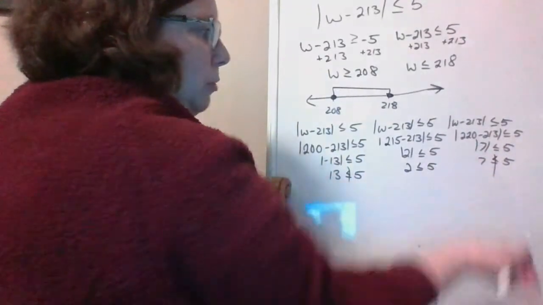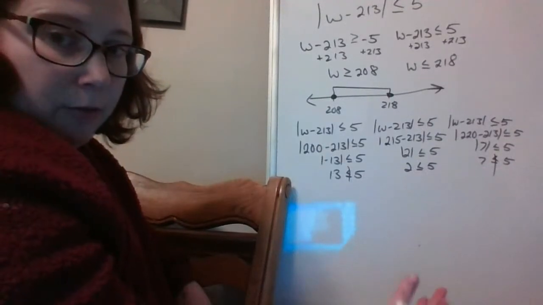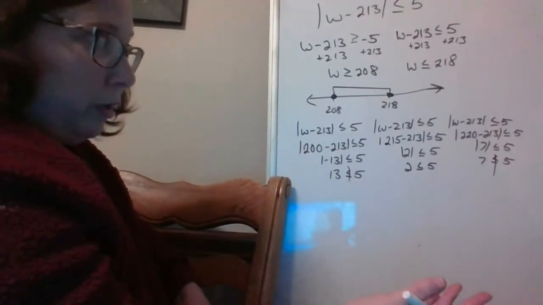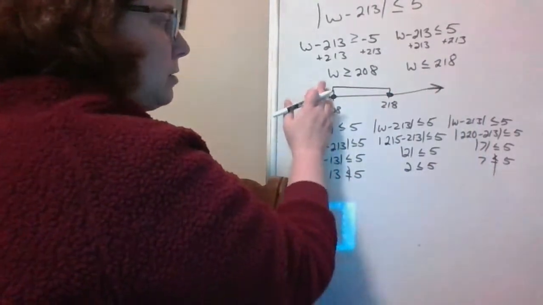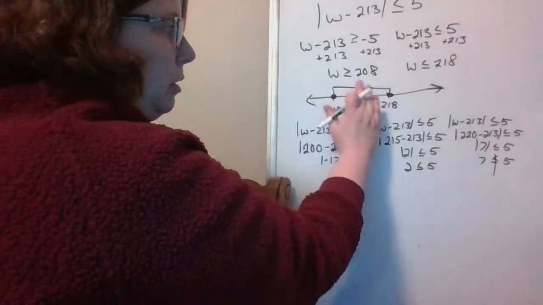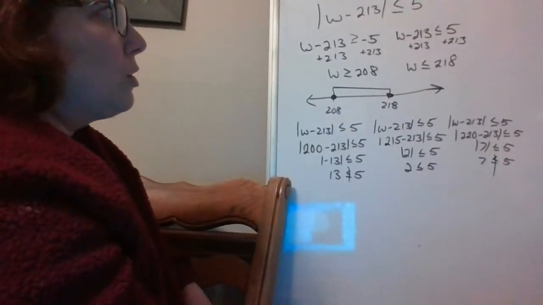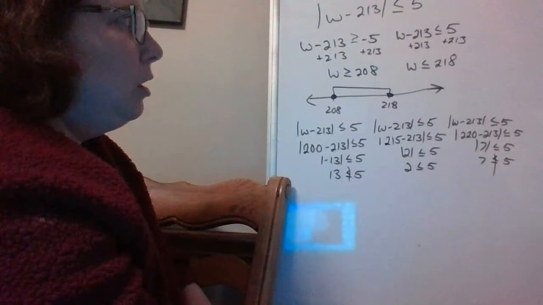7 is less than or equal to 5 is not true. So you can see we do have 3 checks that are proving what we needed them to prove. We have 2 that didn't work that were outside of our graph, and then 1 that was inside our good range that did work. So we have shown that our solution set is good.